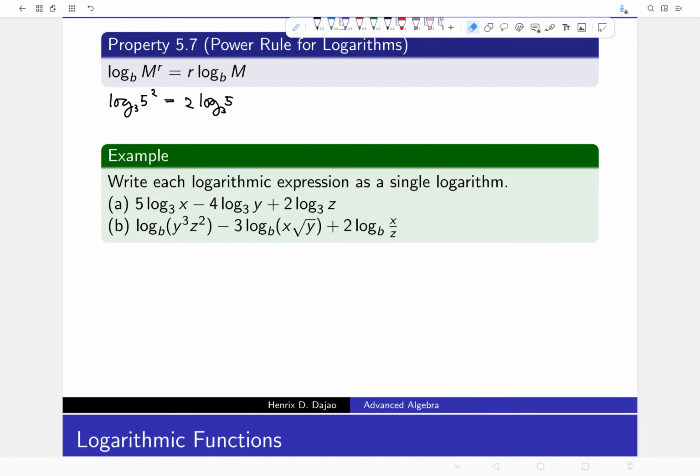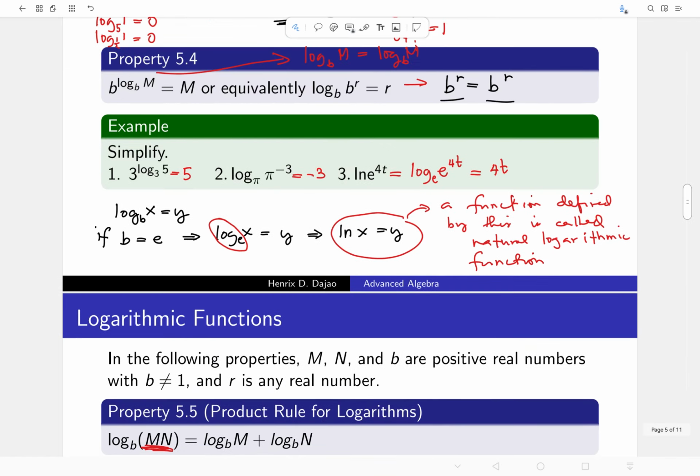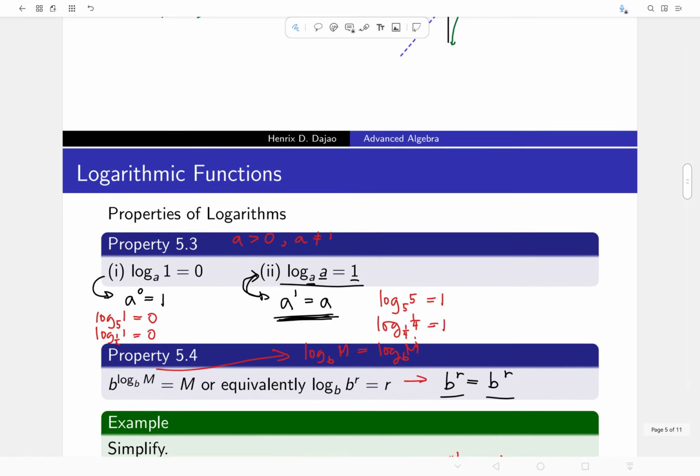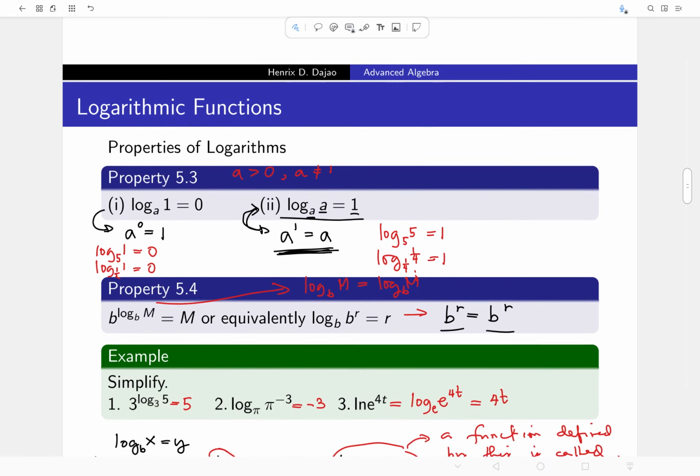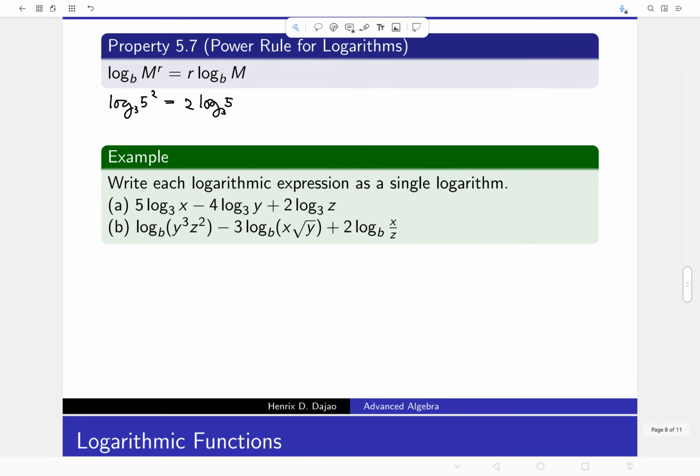In this video, we're going to continue our discussion about the application of the properties that we previously learned. We have the power rule, the quotient, product, and property 5.4 and 5.3, I1 and I2. So our objective in this example is to write each logarithmic expression as a single logarithm. So we will condense the expression. In our previous example, we expanded the expression. This time we will condense. So we will do the other way around.